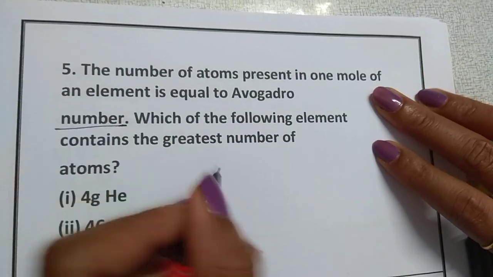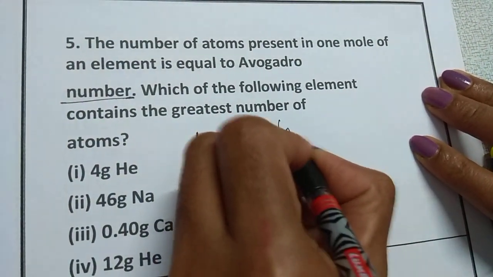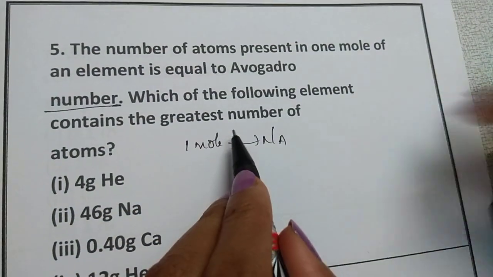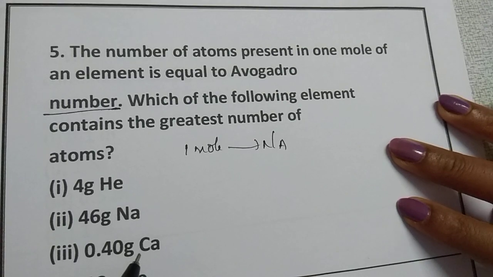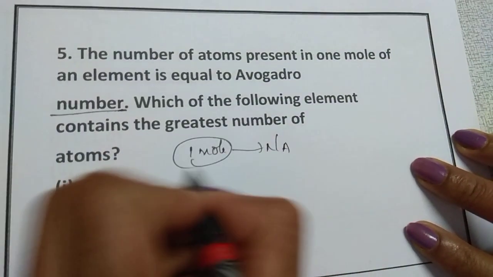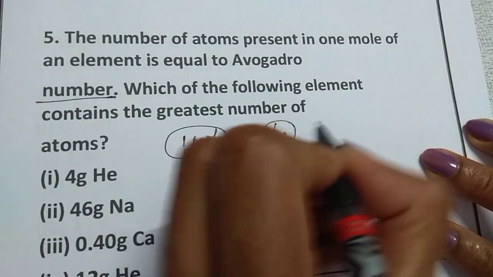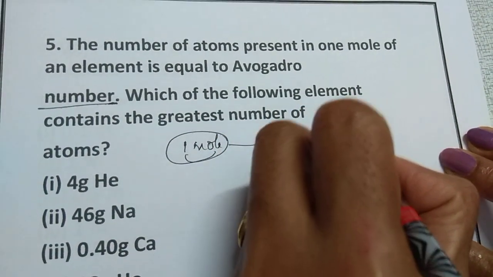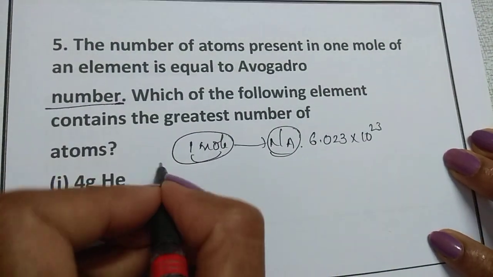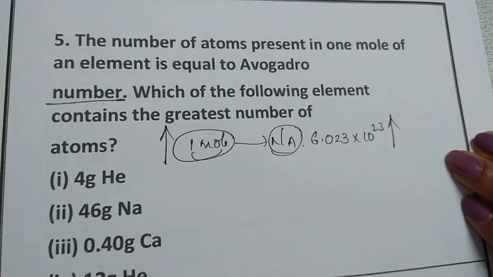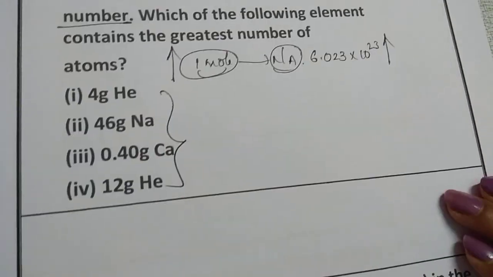Now next question is, the number of atoms present in 1 mole of an element is equal to Avogadro number. So 1 mole is Avogadro number. Which of the following elements contains the greatest number of atoms? Which is having more number of atoms? How will you calculate? The more the number of moles, the more the atoms, because 1 mole means 6.023 into 10 power of 23 atoms. So if the number of moles increases, the number of atoms also increases. Then by using these data, you have to calculate the number of moles.